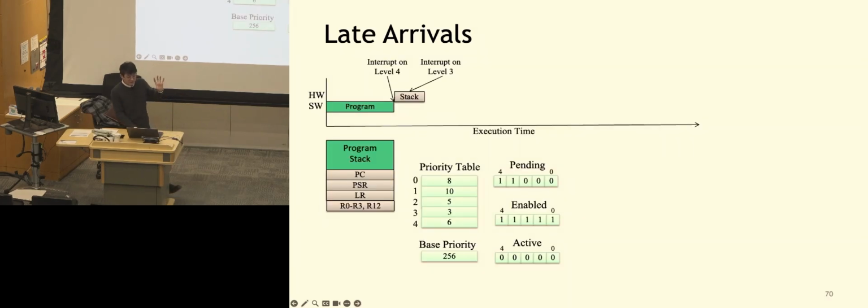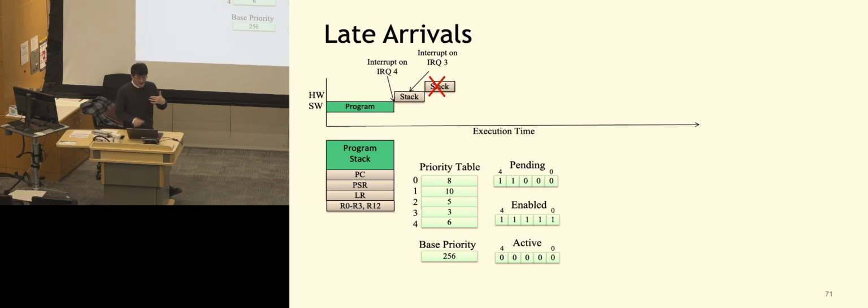While we're in the middle of the interrupt request number 4, we're in the middle of stacking, and then the number 3 happens, and number 3 has a higher priority than the number 4. What are we going to do here? Do we do another stack? No, we don't do another stack because there is nothing to stack. It's currently still in the process of stacking the main program.